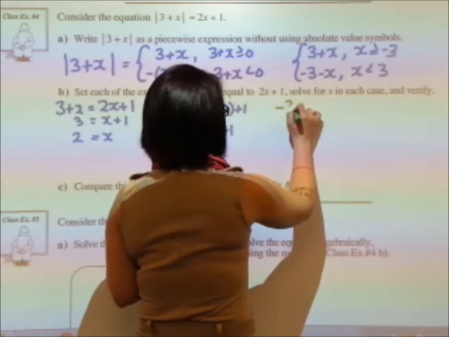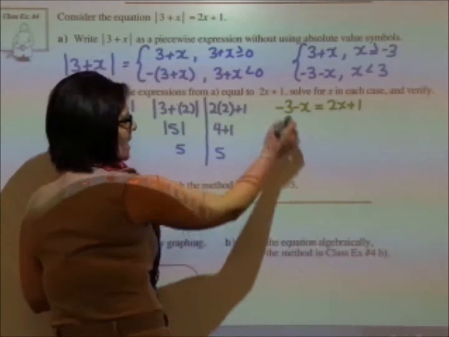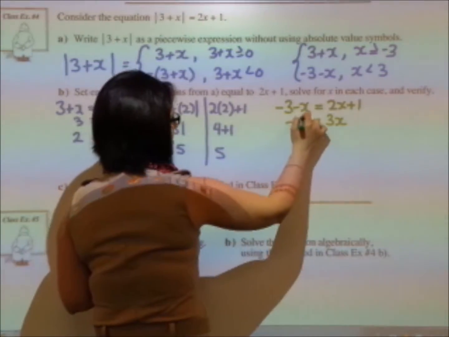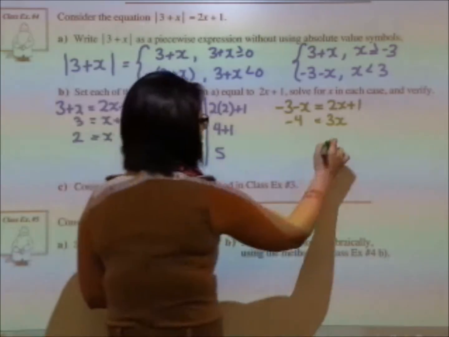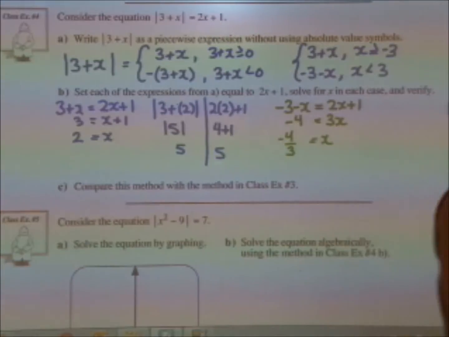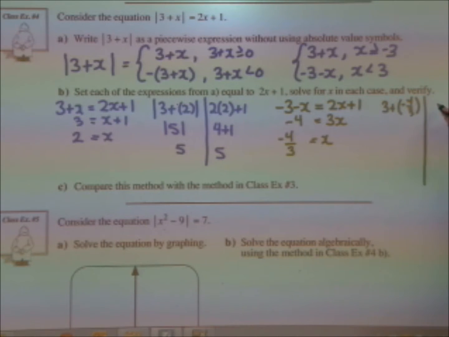Then I can take the other equation. So I add x to each side, and I would actually subtract by 1, so I get 3x equals negative 4. So x equals negative 4/3. And then I would check that one. So I'd have 3 plus negative 4/3 on one side, and 2 times negative 4/3 plus 1 on the other side.